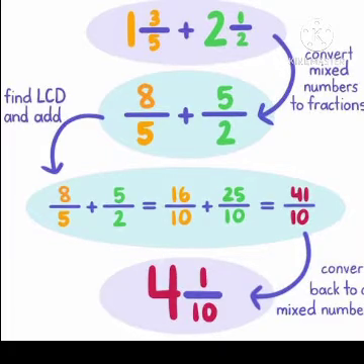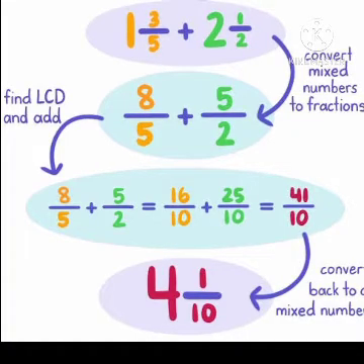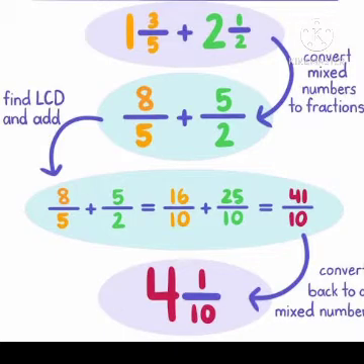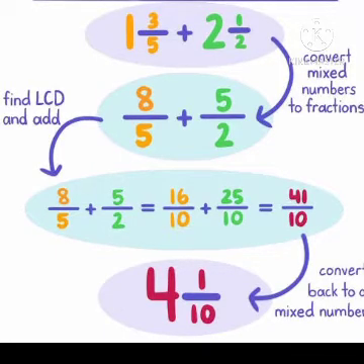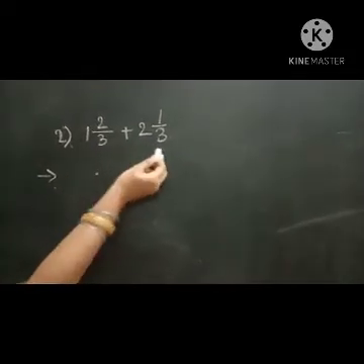So what are the numbers here? 16 by 10 plus 25 by 10 equals what is the addition here? 41 by 10. Again we have to convert the number into a mixed number. Why? Because the first starting number is a mixed number. That's why again we have to convert the answer into a mixed number only. These two numbers we have to add. These two numbers are mixed numbers.